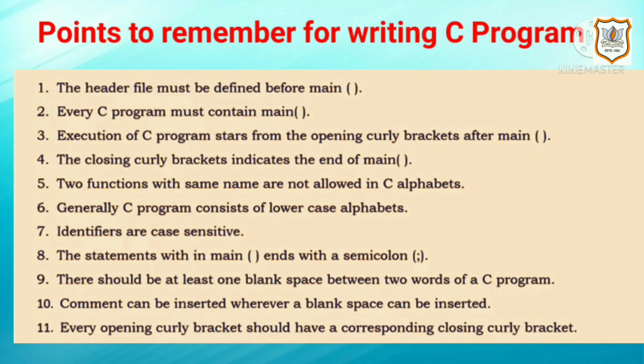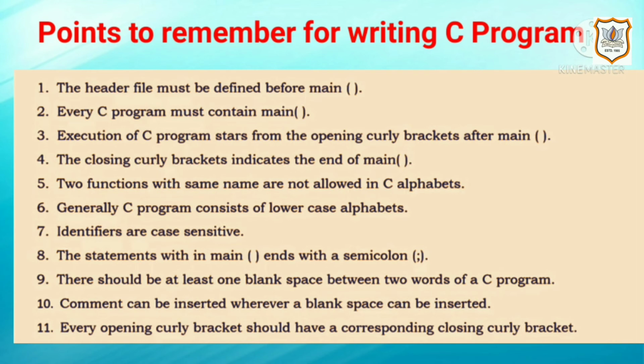Next one is points to remember for writing a C program. First, the header file must be defined before the main method. Second, every C program must contain a main method. Third, execution of a C program starts from the opening curly bracket after the main method. Fourth, the closing curly bracket indicates the end of the main method. Fifth, two functions with the same name are not allowed in C.